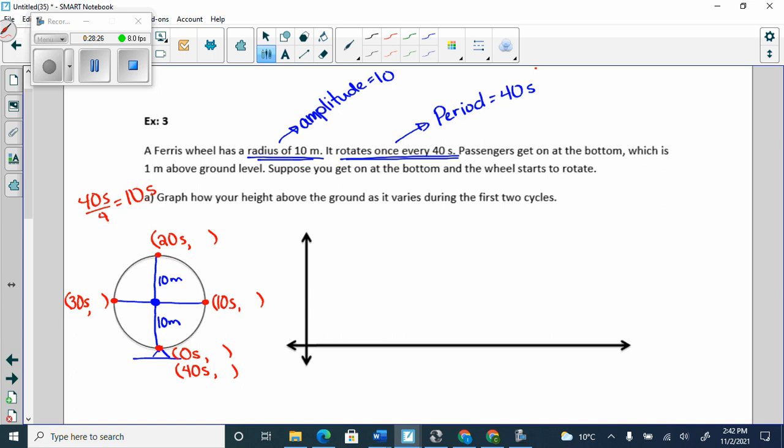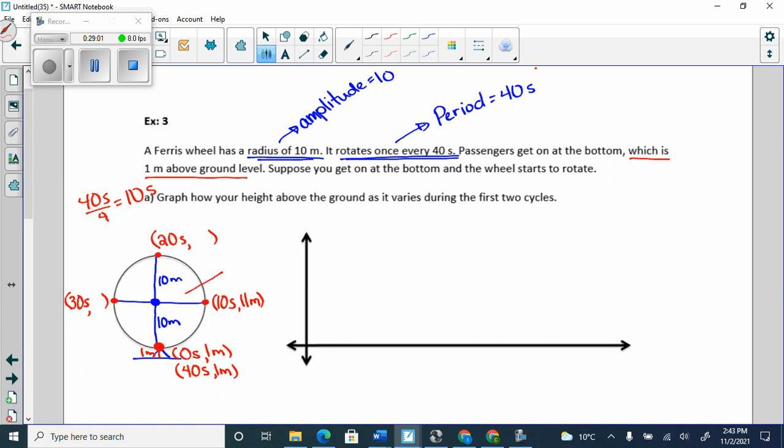Okay. Let's read what else it gives us. Passengers get on at the bottom. Not that scary. You just drop them in from somewhere which is 1 meter above the ground. So this here is 1. Right? So what's the height of this coordinate? 1. We agree? What's the height of the midline? 11. You're right.